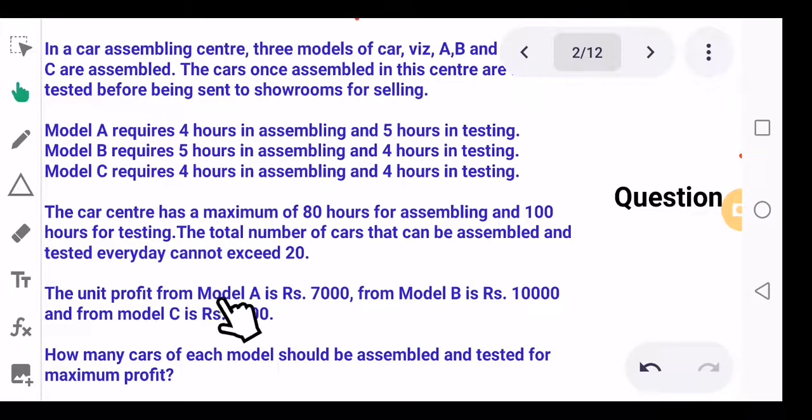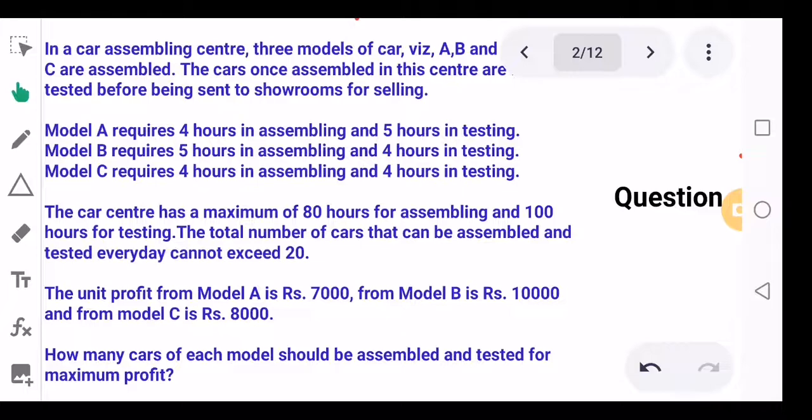The unit profit from Model A is Rs 7,000, from Model B is Rs 10,000 and from Model C is Rs 8,000. How many cars of each model should be assembled and tested for maximum profit? So here they are clearly asking us to find out the number of cars. In the question itself, they are saying clearly that we need to find the number of cars that has to be produced, assembled and tested, so that we get the maximum profit.